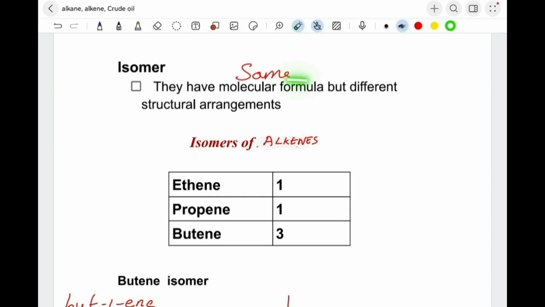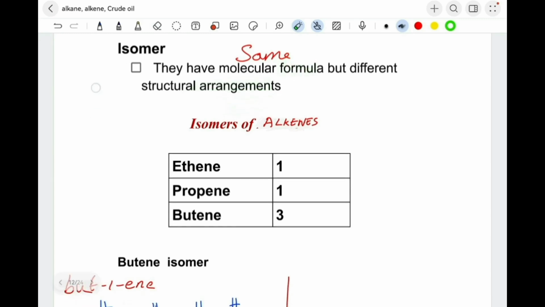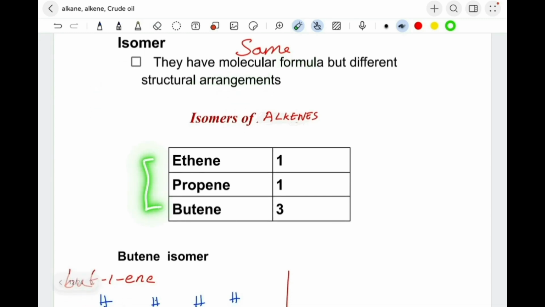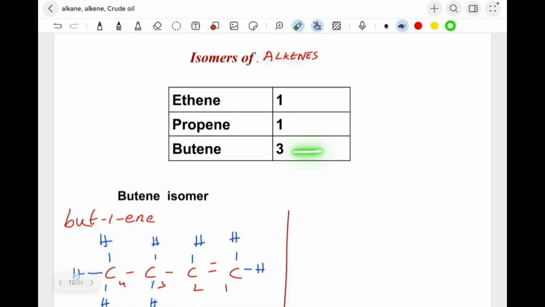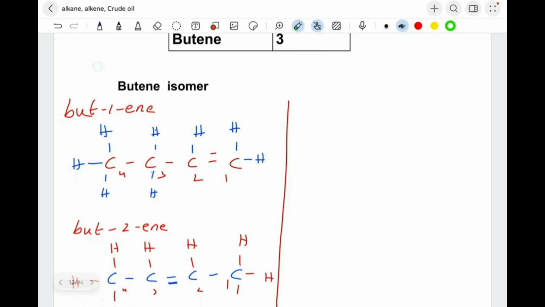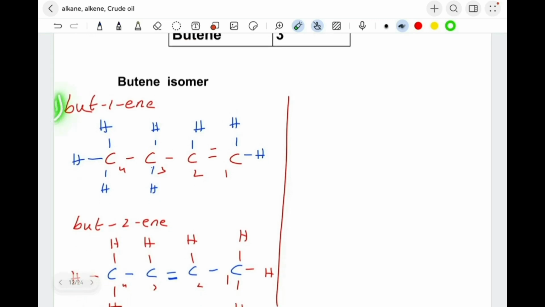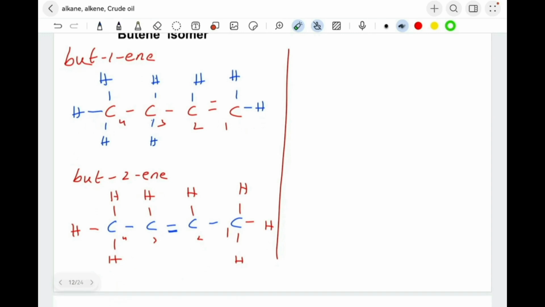Isomers have the same molecular formula but different structural arrangements. These are the 3 possible isomers for GCSE. For ethene and propene it is just a straight chain. For butene we have 3 isomers. The first isomer is but-1-ene, where the double bond is between the first and the second carbon. It is a straight chain. For but-2-ene, the position of the functional group, that is the double bond, is between 2 and 3. So for but-1-ene, double bond is between 1 and 2. For but-2-ene, the double bond is between 2 and 3.